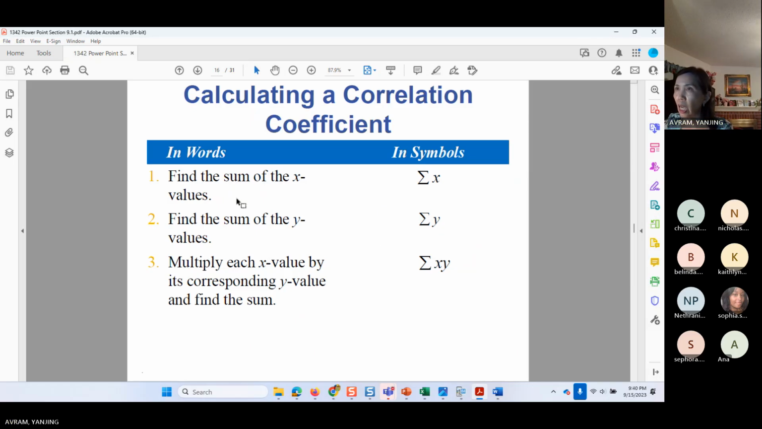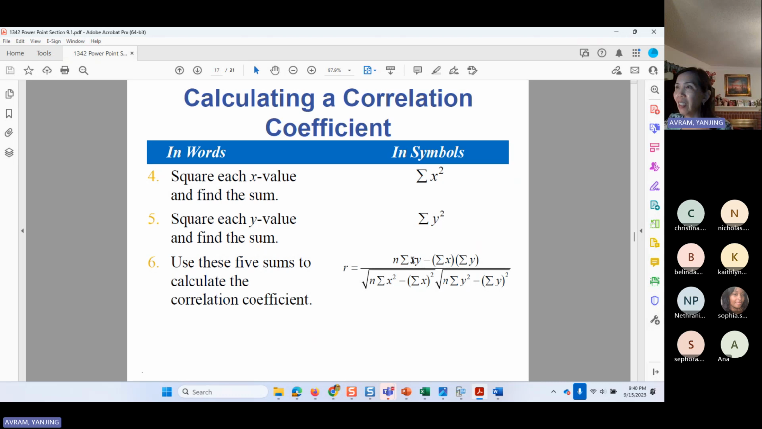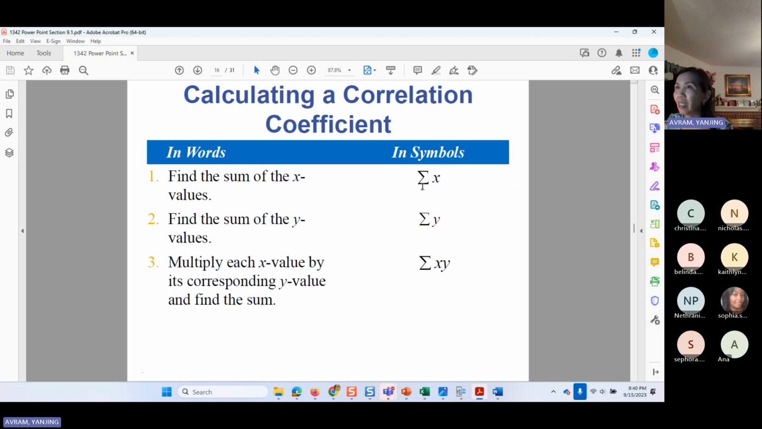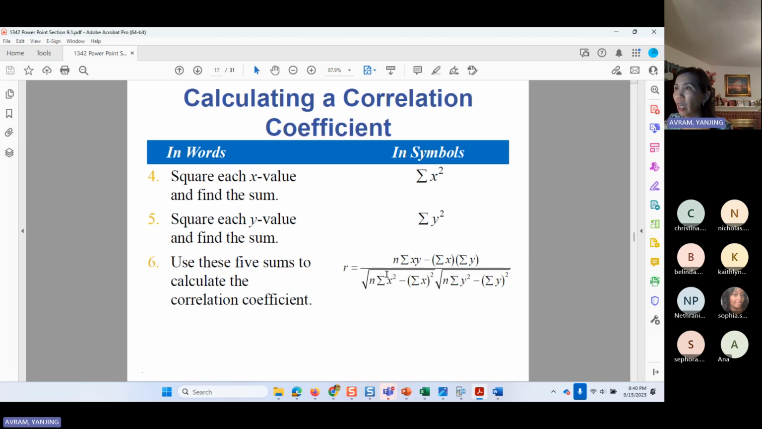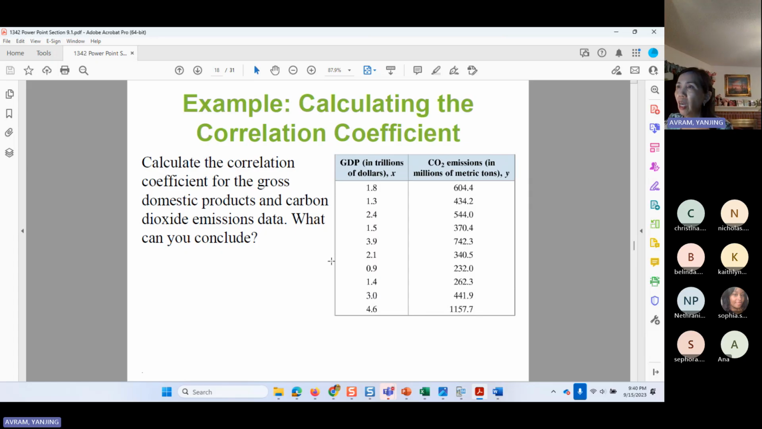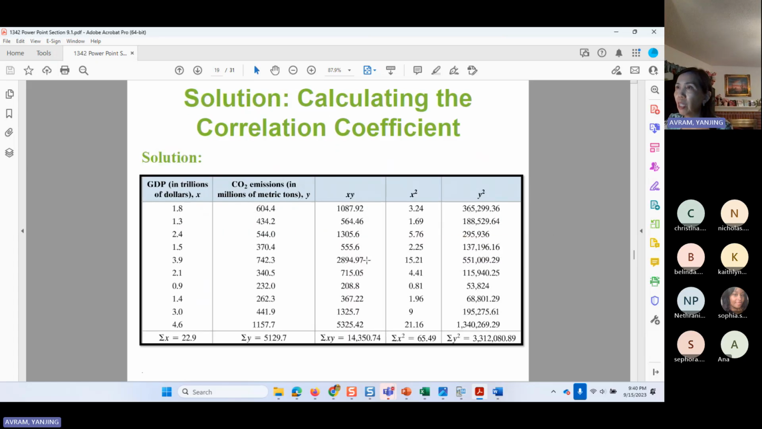This is showing you the steps to find R, but we are not going to ask you to calculate this by hand. All right, so sigma X is the sum of the X values. This is the sum of X times Y, so you must multiply X and Y for each pair first before you add them. Okay, so that is the correlation coefficient formula. We're going to use this to find the correlation coefficient, showing you step by step in here.